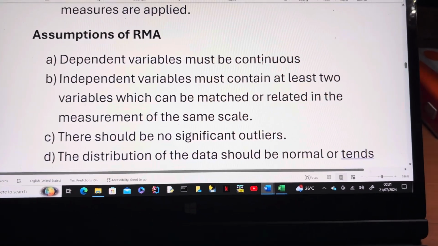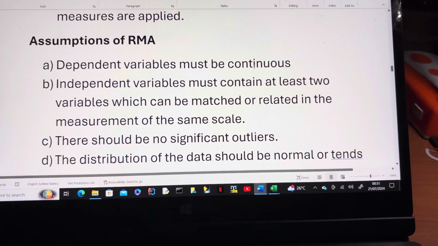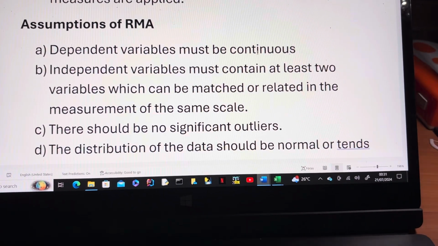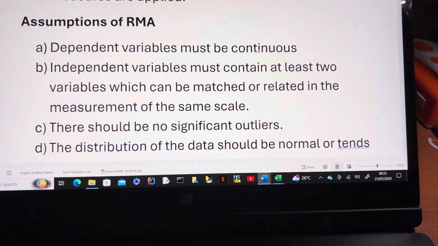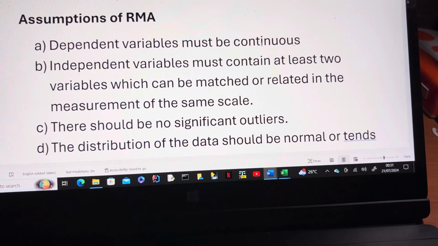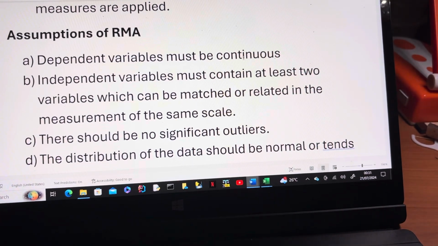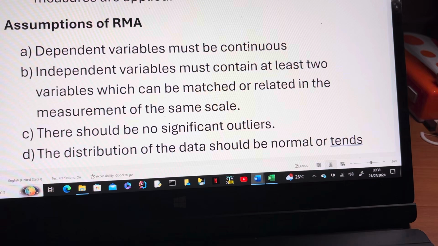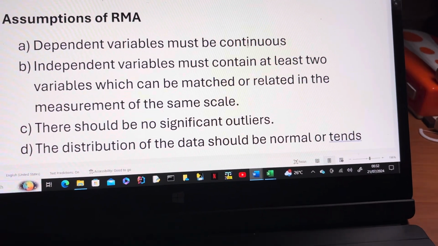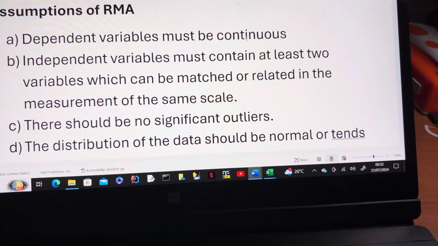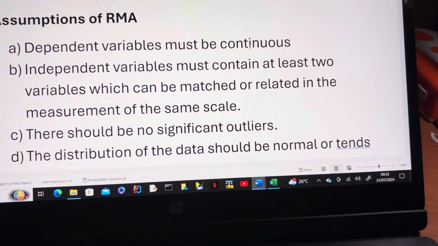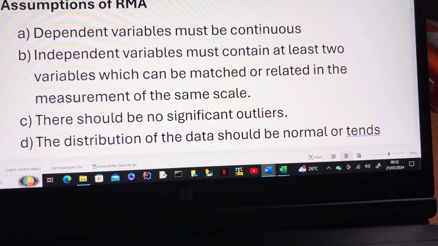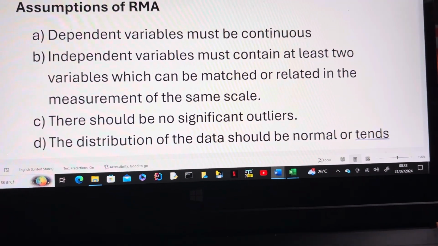The repeated measures ANOVA follows these listed assumptions. One, the dependent variable must be continuous, like we said before. Two, independent variables must contain at least two variables which can be matched or related to measurement of the same scale. And that is why they must be categorical or nominal.